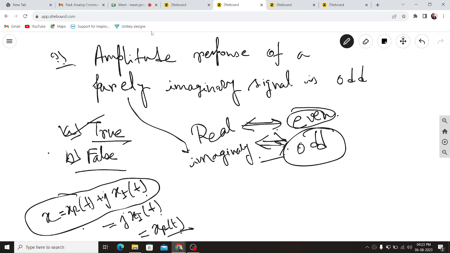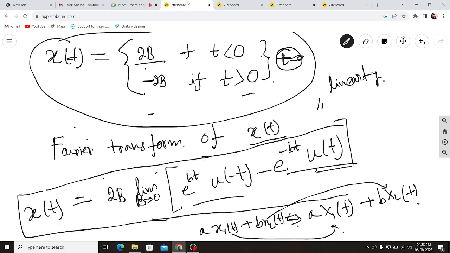Question number 2 was, we have a real signal x(t). Yes, sir. In the last step only, I am not able to understand. In the last step, you substitute omega equal to 0, and how is your answer 0, sir? That step I can't understand.